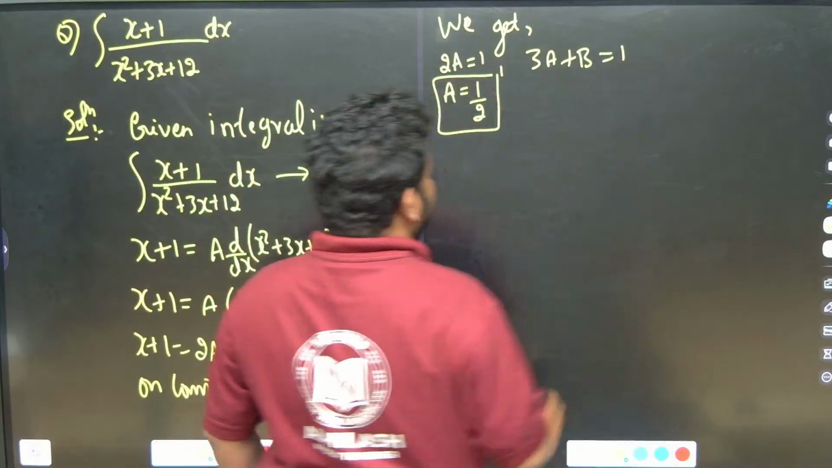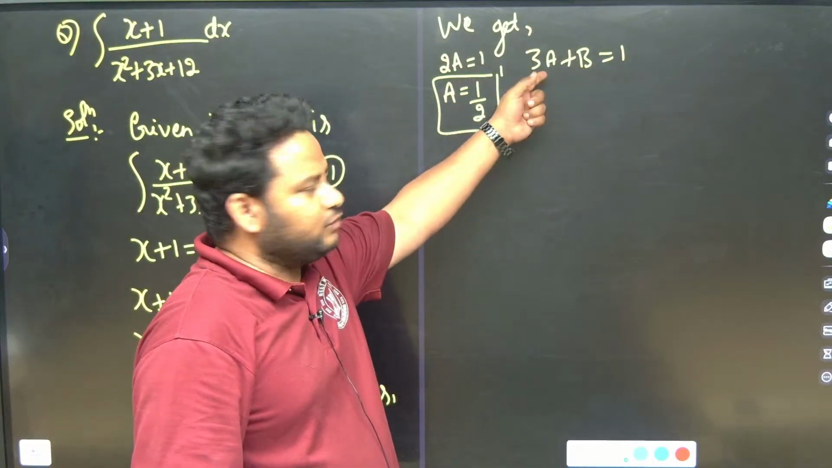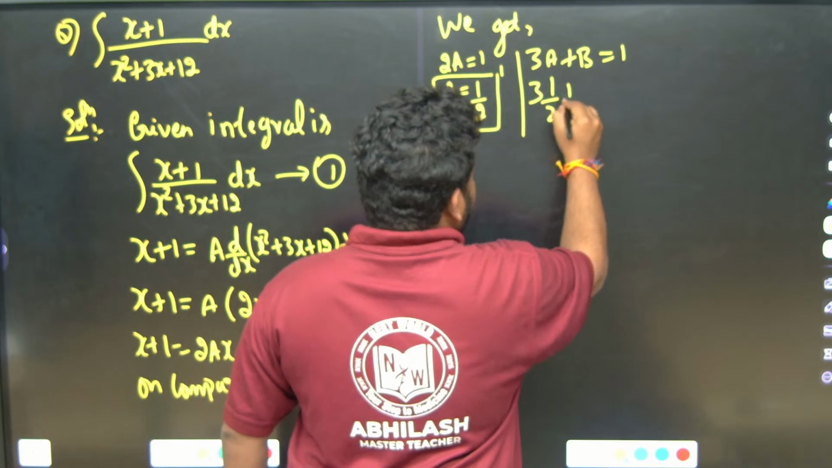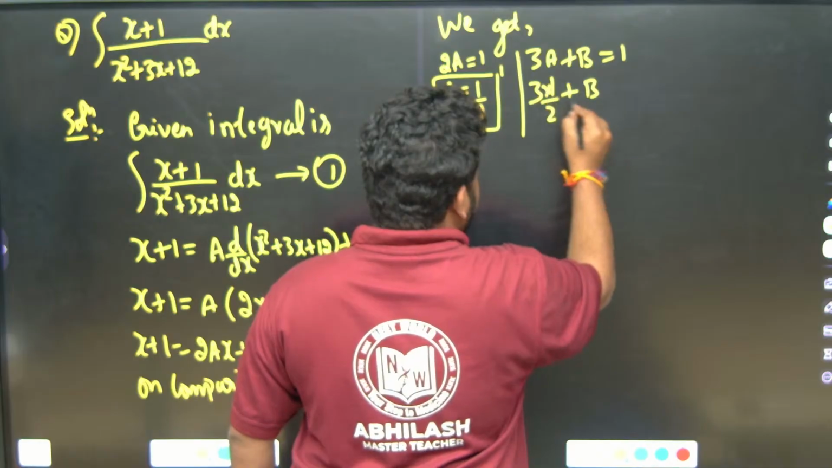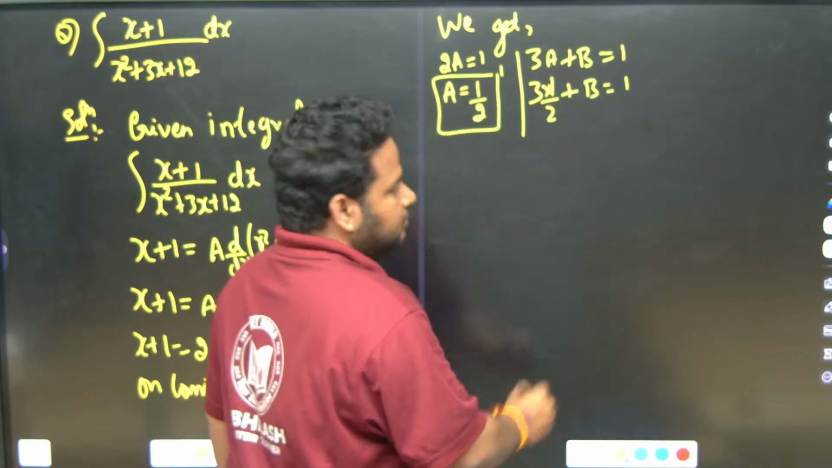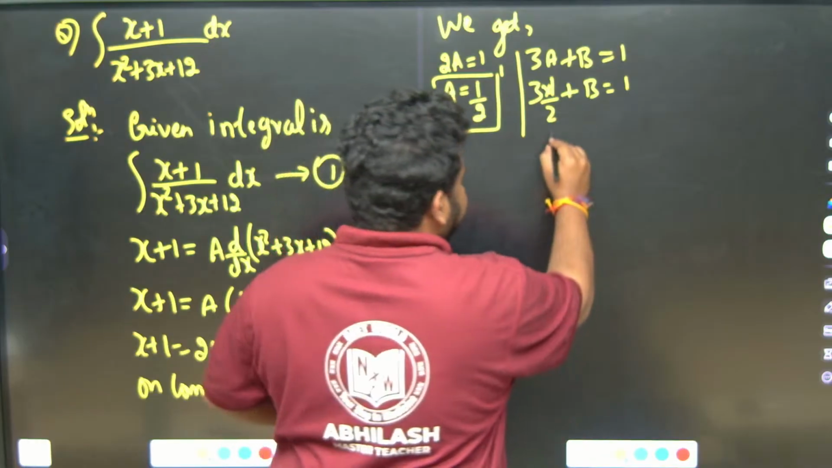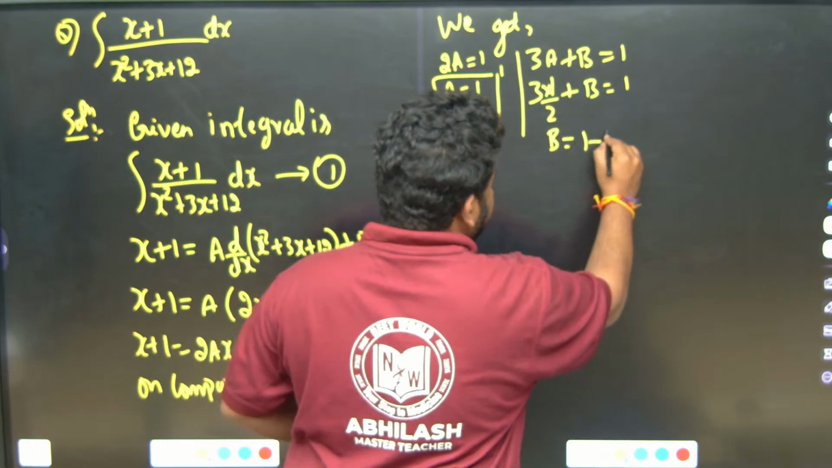That means we have to put the value of a equal to 1 by 2 here. So this will become 3 into 1 by 2 plus b, and this will be equal to 1. So 3 by 2 plus b will be equal to 1. So b will become 1 minus 3 by 2.